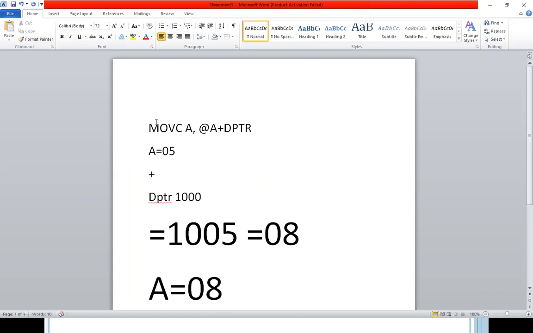So this is A plus DPTR. DPTR is a 16-bit data pointer. If you add that data pointer with the accumulator, you will get the location, and at that location the value 08 is present, and this 08 is transferred to the accumulator.